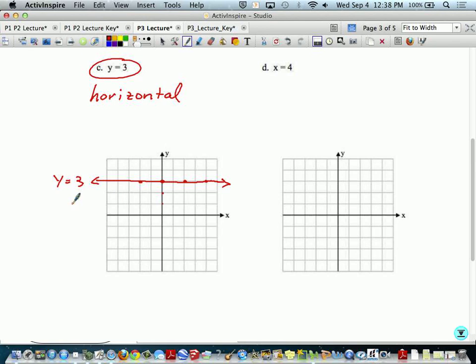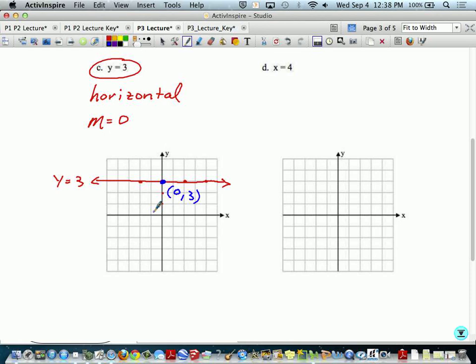Once you've written down horizontal, now you can say something about the slope. And what do you know about slopes of horizontals? 0. And the last thing, what intercepts do I have in this picture? Y. Right here. What is it? 3. 0, 3. It's a point. So you label that one intercept.